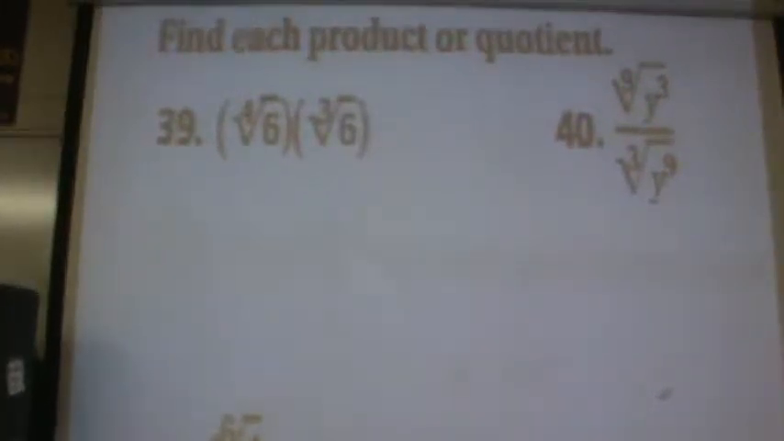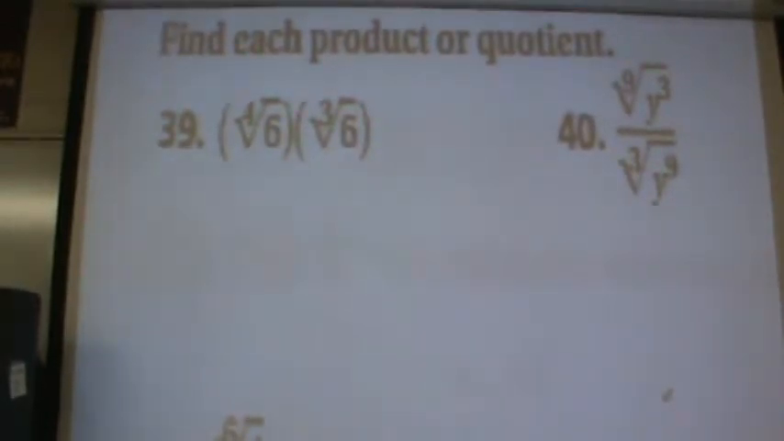Here is section 6.4, Algebra 2, Year 2, Day 2 homework. What we're doing is multiplying and dividing in this section, and the indexes are different. They're not the same. So what do you do then? If the indexes are different, what's the first thing you're gonna do?